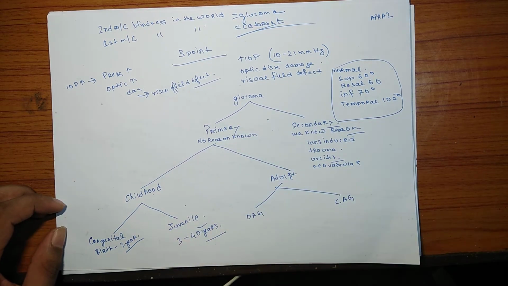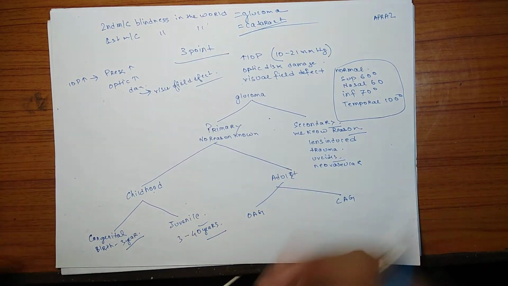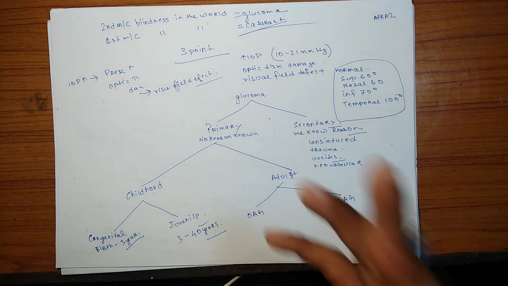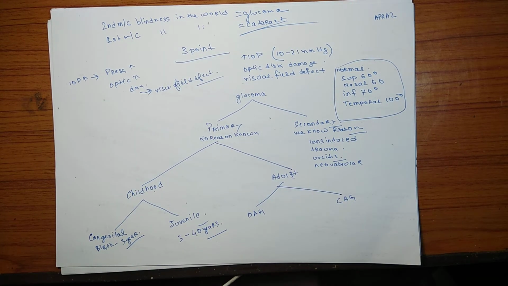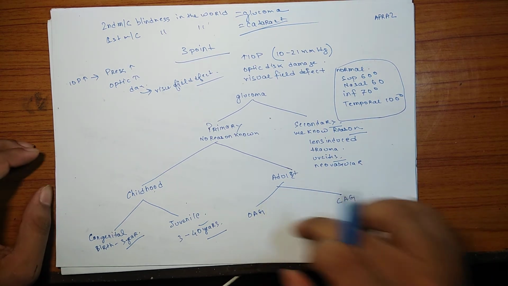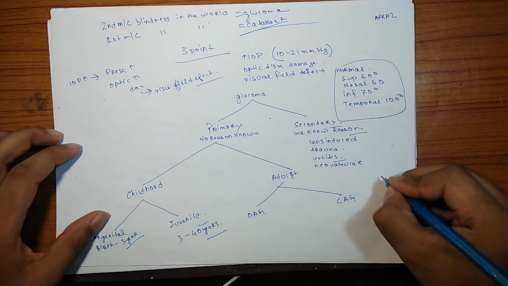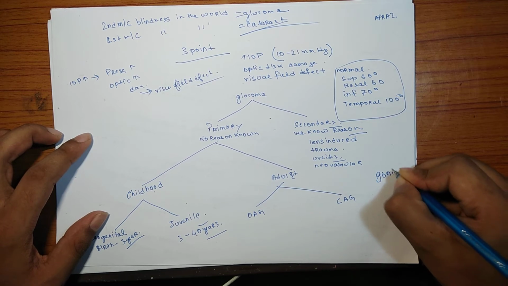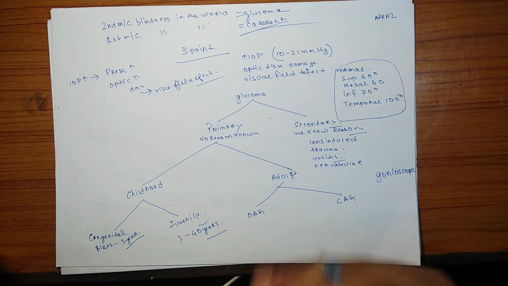In juvenile, from 3 years to 40 years, that is the age group, and the adult is open angle glaucoma and closed angle glaucoma. So here the age is again important, I again want to focus on this age. To know whether it is open angle glaucoma or closed angle glaucoma, we need to see the angle. How do we see the angle? We use an instrument known as gonioscope. Gonio means angle, scope means instrument.